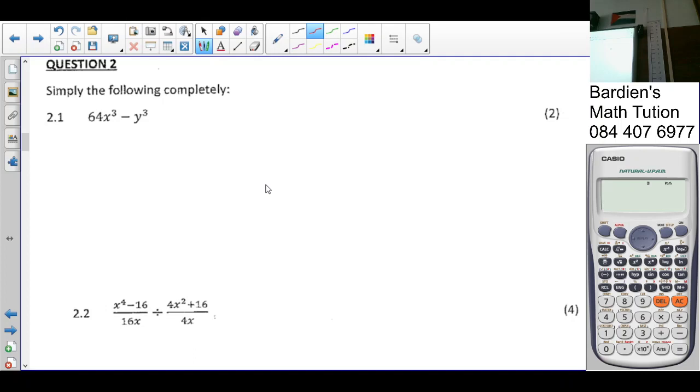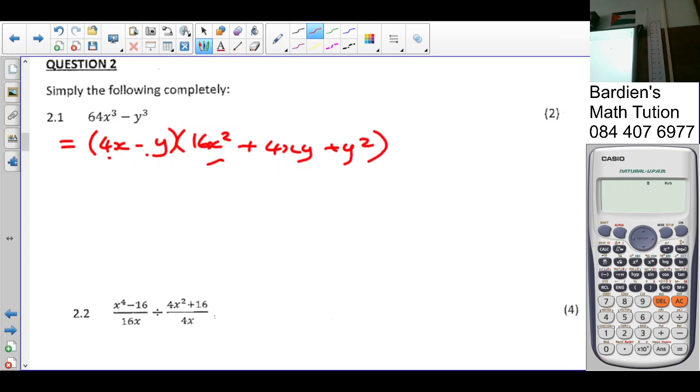But this is actually the difference of cubes, not so? So that's going to give you the cube root of 64x cubed, 4x, minus 1. So square the first term, what do we get? 16x squared. That's negative, so there goes positive. 4x times y, 4xy, plus y squared. People, the nature of this trinomial will never factorize, ever. So now you should check for roots there.